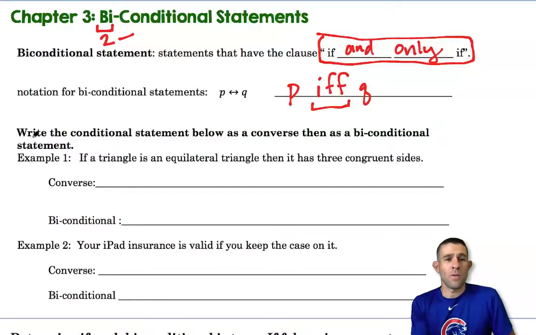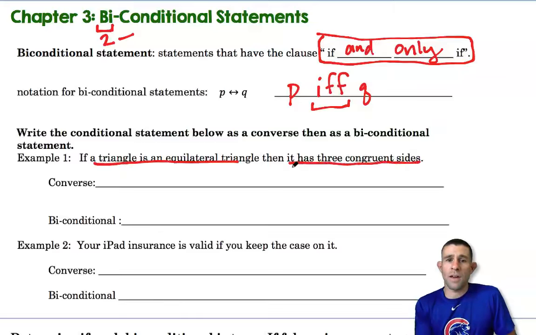All right. So let's jump into a few examples. It says, write the conditional statement below as its converse, then as its biconditional. We're going to start off by identifying the P and the Q parts of our conditional statements here. So it says, if a triangle is an equilateral triangle, then it has three congruent sides. So I'm going to single underline my P statement, double underline my Q statement. Now, if I want to write this converse, remember the converse, I have to switch those two.